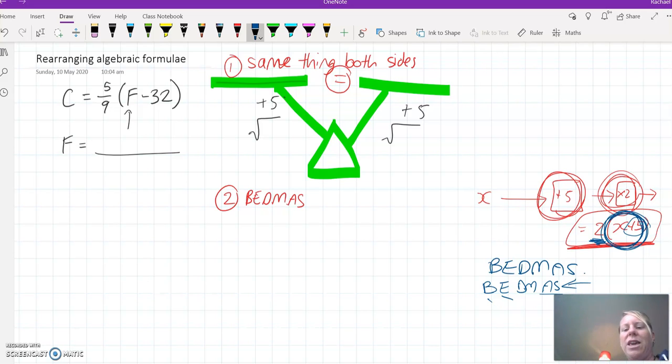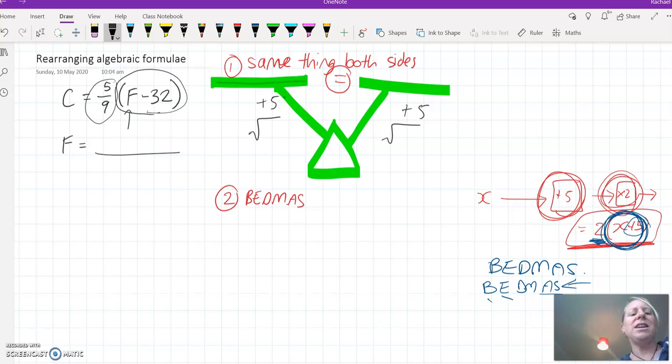Let's have a wee look at this wee guy here. At the moment, our f is all tangled up inside these brackets with the minus 32. So we need to undo this multiplying by 5/9 first. There are two different ways you can approach a question like this. You could divide both sides by 5/9, couldn't I? And depending on how you feel about fractions, you might multiply by the reciprocal, 9/5, because you know your fractions and how they work.